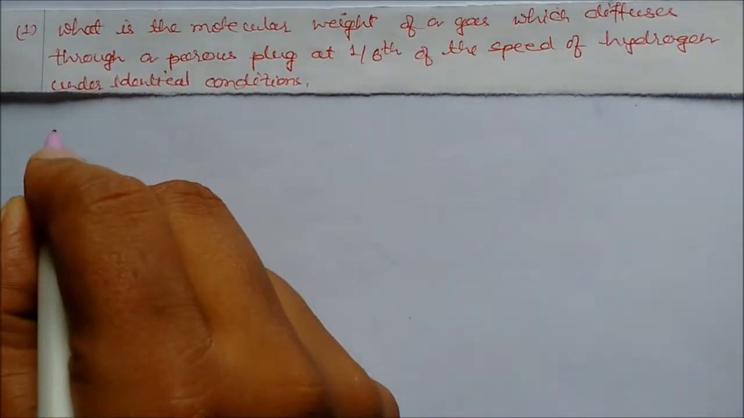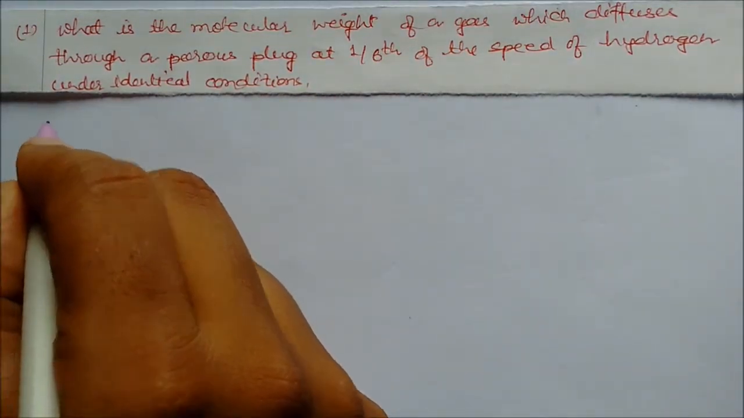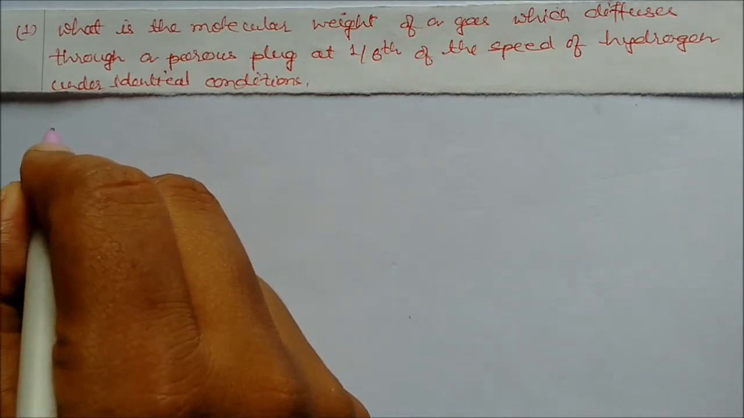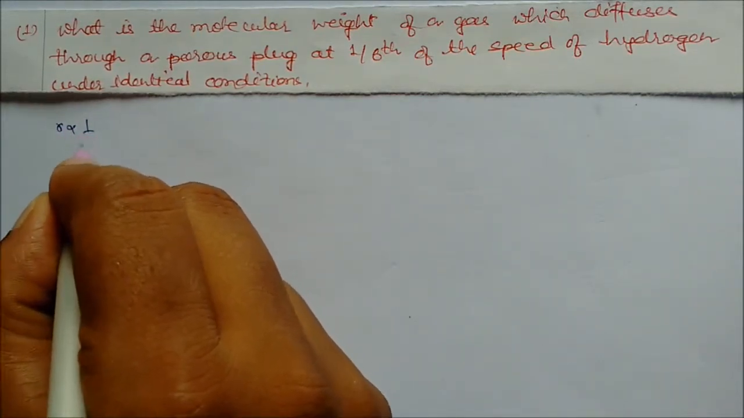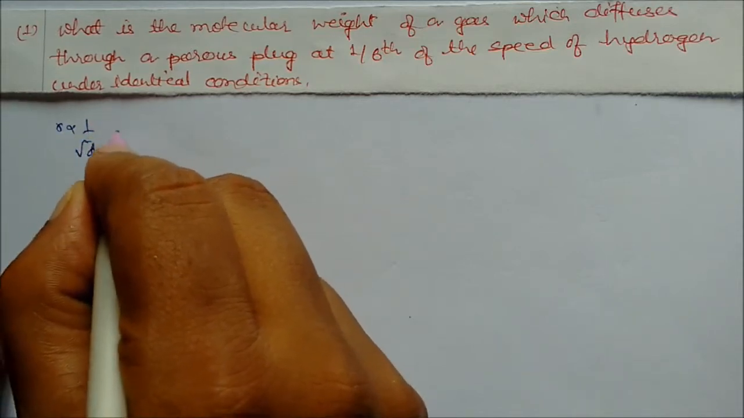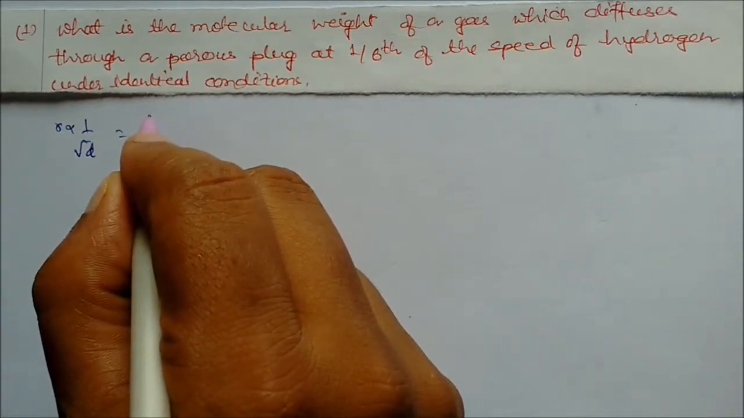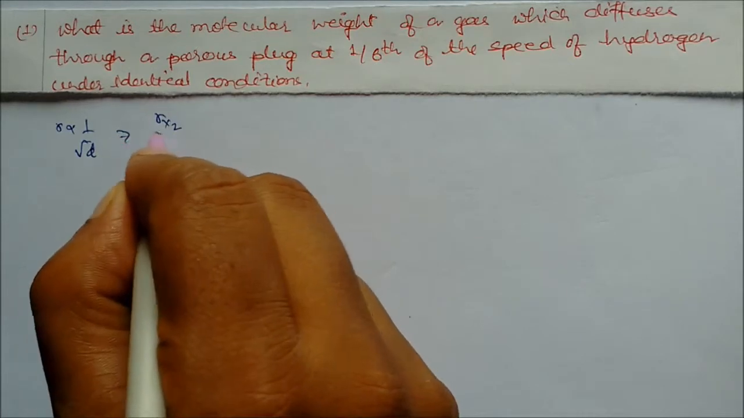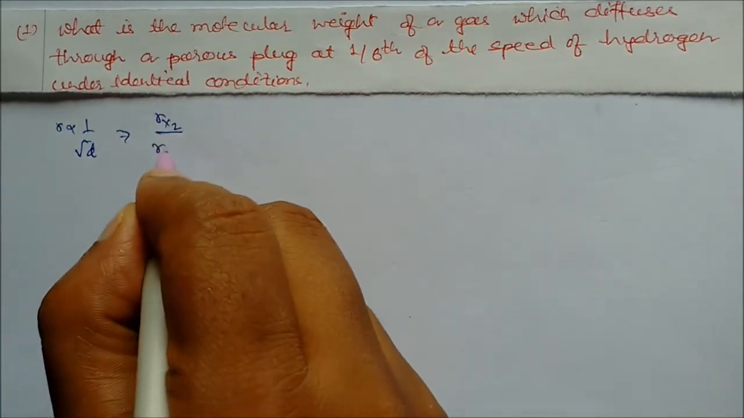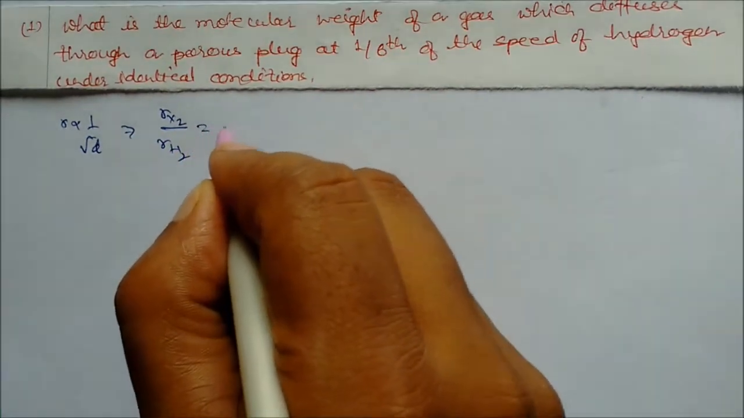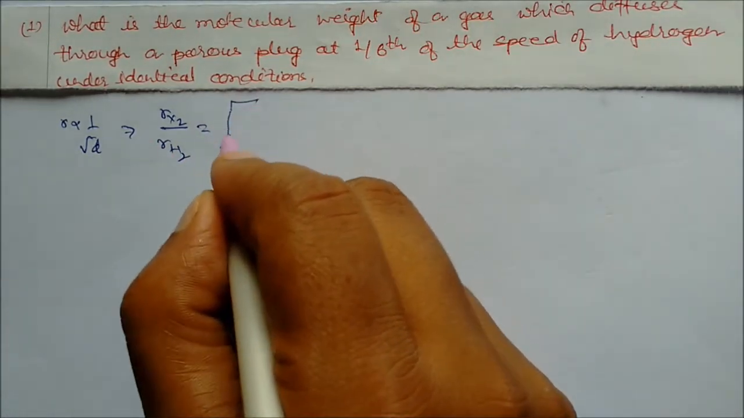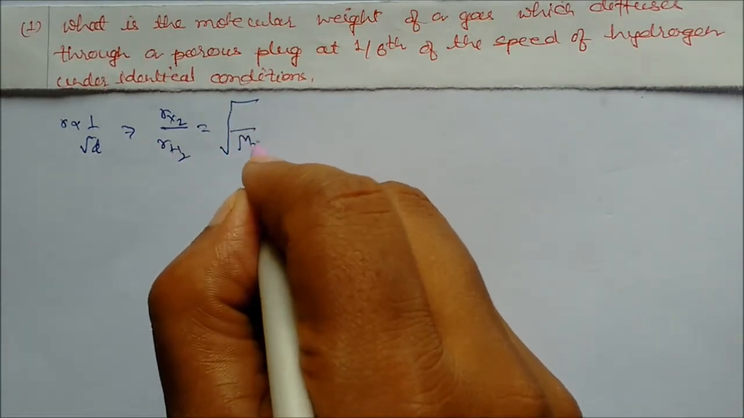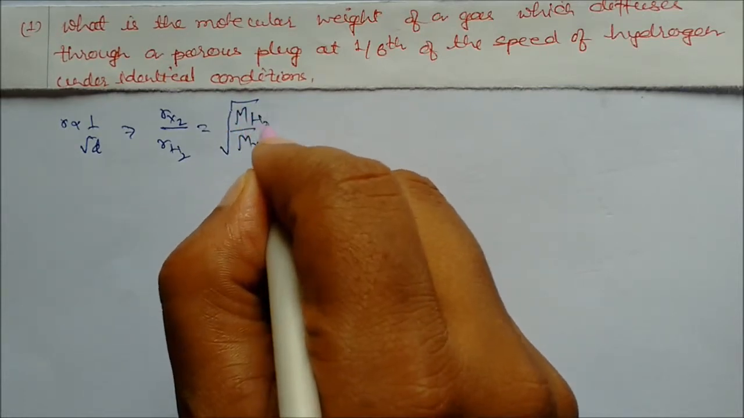So again we apply Graham's law. Graham's law says that the rate of diffusion of a gas is inversely proportional to the square root of the density of the gas. So we can write the rate of the unknown gas X divided by the rate of hydrogen gas. Density means nothing but the molar mass of the gas, so we write the molecular mass of the gas here and the molecular mass of hydrogen here.